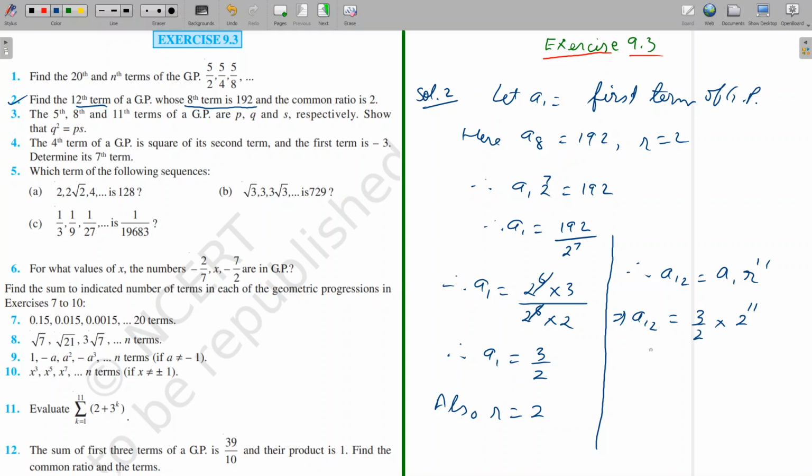So this will give us A12 equal to 3 into 2 raised to 10. So this will be the 12th term of the given GP.